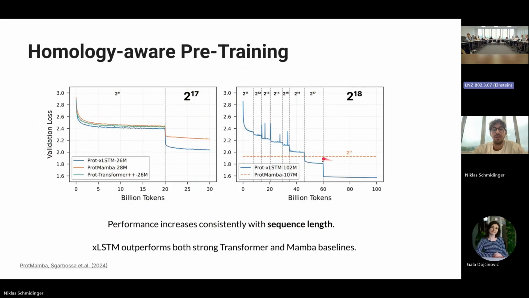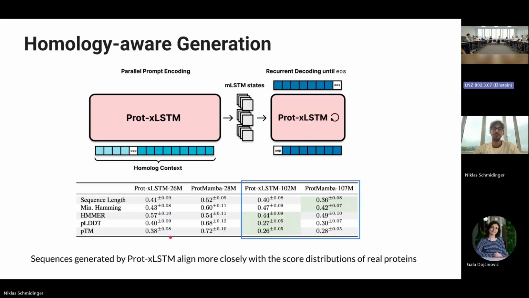What we can see here is also a significant drop. At the largest context window, the xLSTM is better than the Mamba, and the loss is still improving with the sequence length. This means the model somehow can make use of the whole context and does not really forget, because it gets better if you give it more context. This is what it says here: performance increases consistently with sequence length. And we find that the xLSTM in this setting outperforms both strong transformer and Mamba baselines.